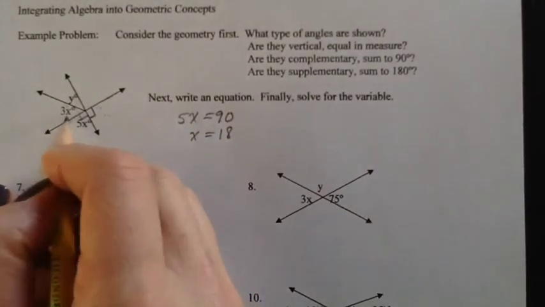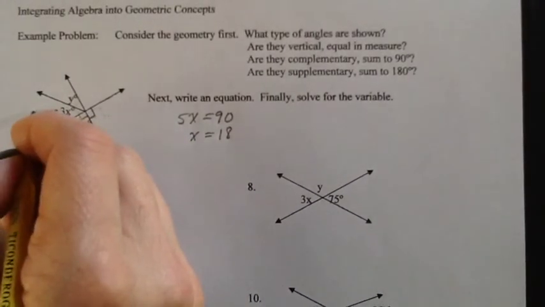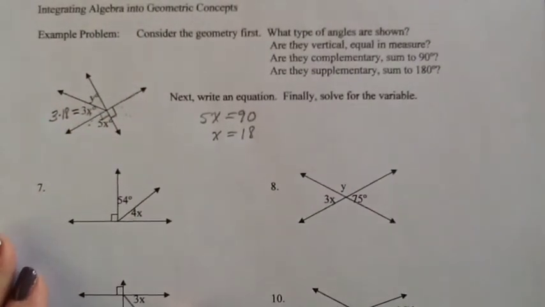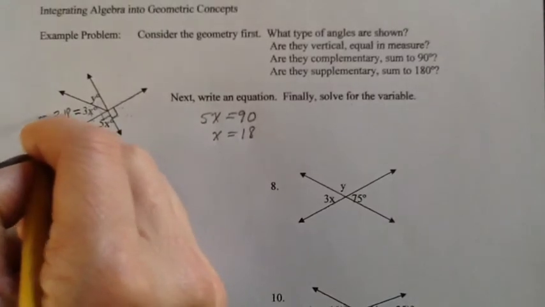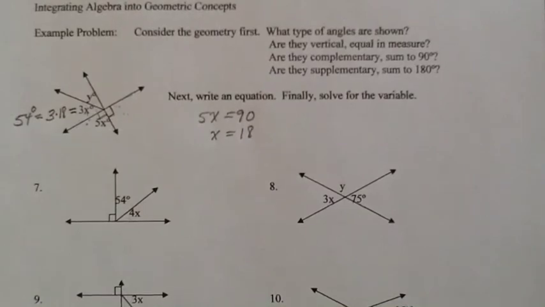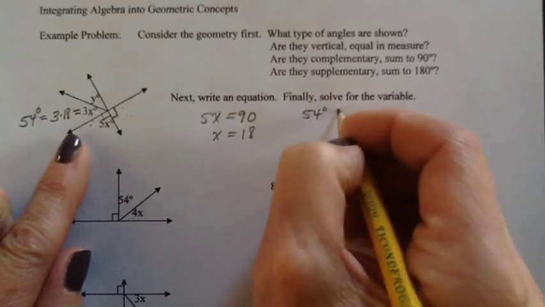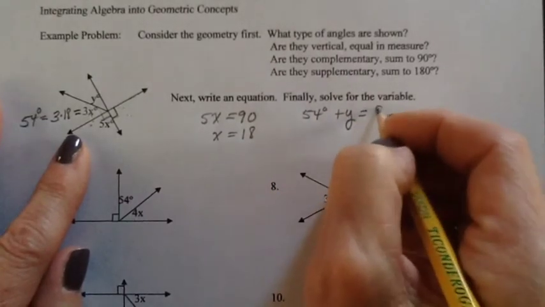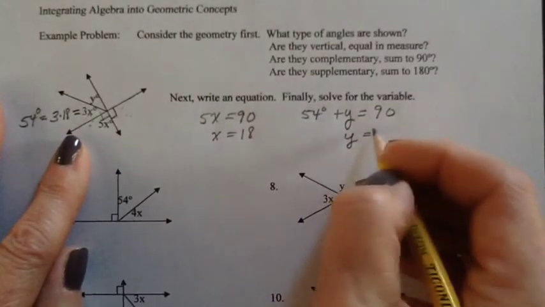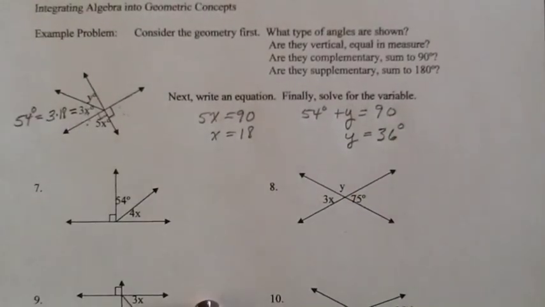Well, if this x equals 18, that means this x must be equal to 18. So I can go ahead and solve that. 3 times 18 is 54 degrees. So that angle is 54 degrees. And now I know that 54 plus y equals 90. Y equals 36 degrees.